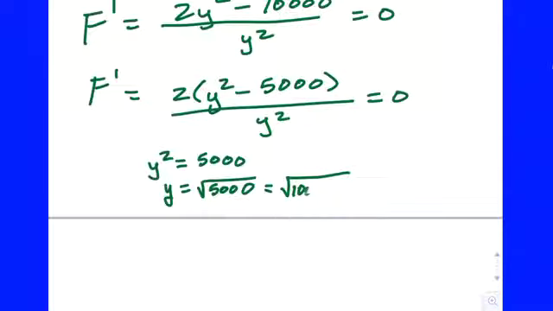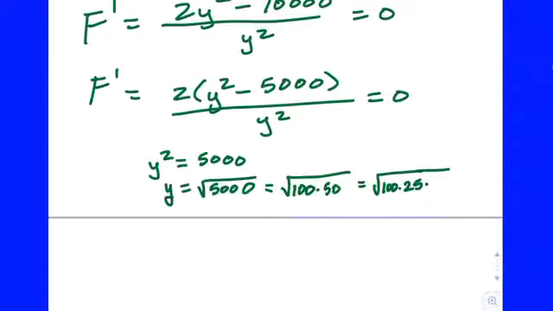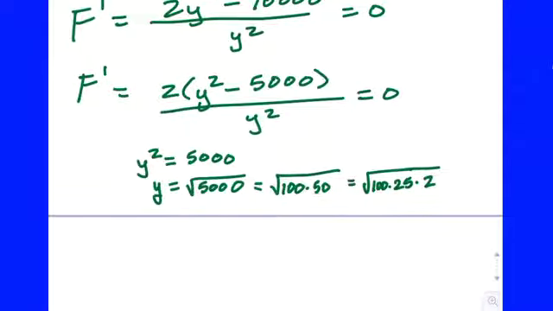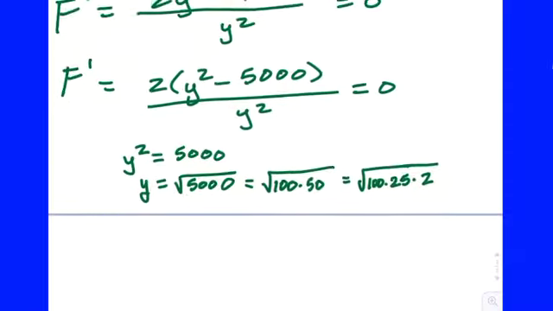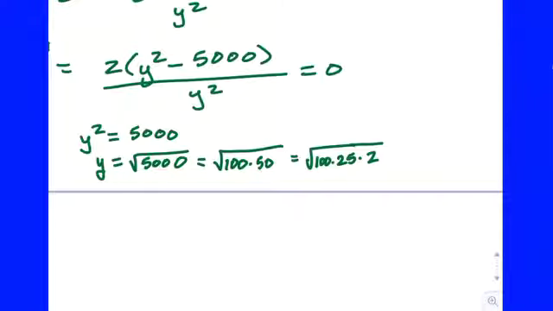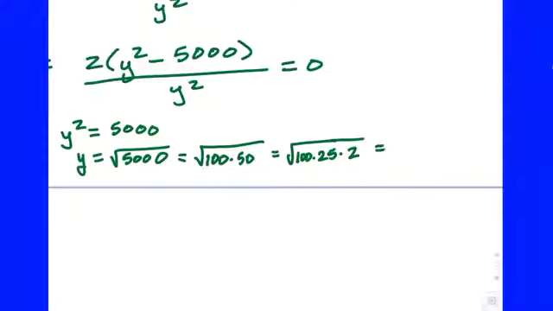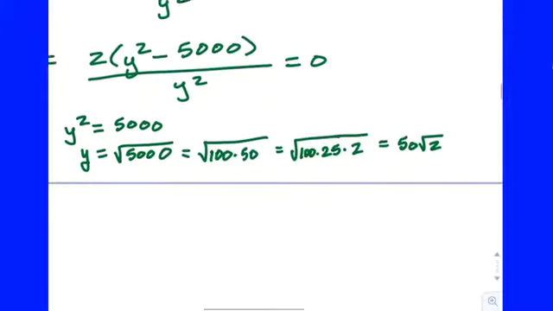Well, I know that 100 is a factor of 5,000, and it is a perfect square. And so that leaves me then 50, right? And then I know that 50 has a perfect square factor of 25. That's 25 times 2. So when in doubt, you can always get the prime factorization of a number, and then remember, pairs of numbers on the inside can become one representative on the outside. So it ends up being 10 times 5, that's 50 square root of 2. So that's a simplified answer, and that would be inches.